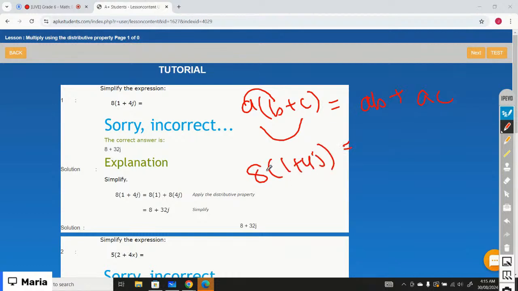You have to multiply 8 with everything that is inside the bracket. You have to do 8 times 1. 8 times 1 is 8. You have to do 8 times 4j. 8 times 4 is 32. So the correct option is 8 plus 32j. Got it?